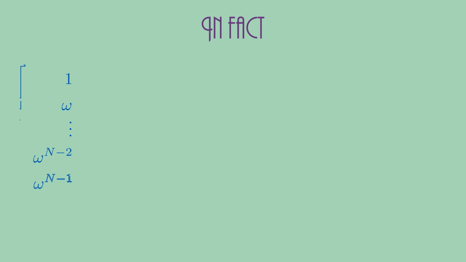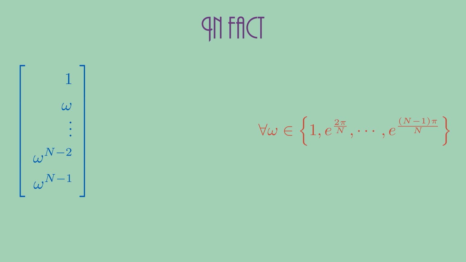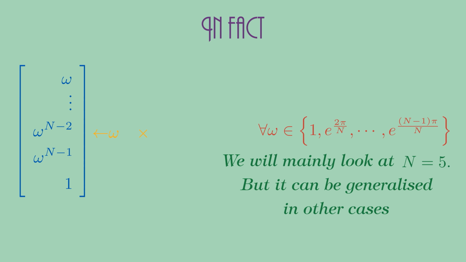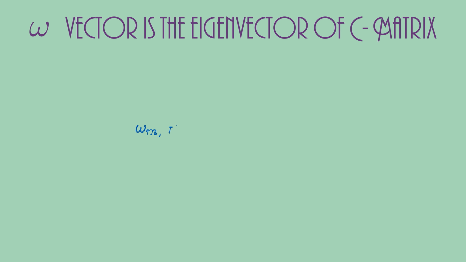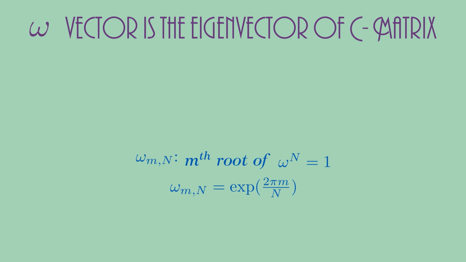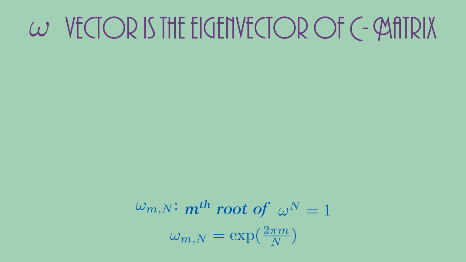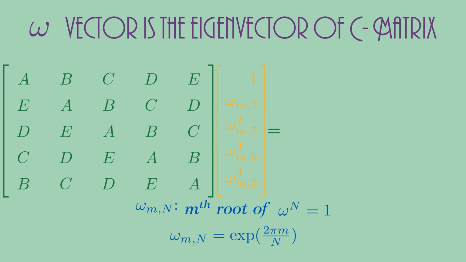In fact, for an n-dimensional vector, we can construct these vectors containing powers of different omega, for all omega in the set shown on the screen. We can rotate the constructed vector downward by multiplying by omega inverse. We can rotate it upward by multiplying by omega. Now, I will claim that this is the eigenvector of the circulant matrix. Let's define omega_m to be the mth root of unity, where omega to the power of n equals 1. We want to prove that the vector containing the omega stuff is the eigenvector.